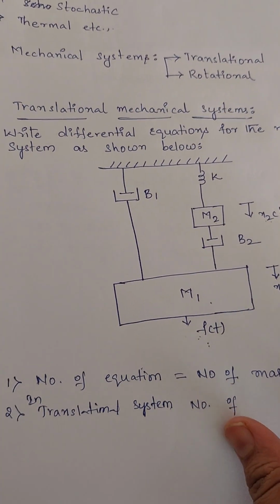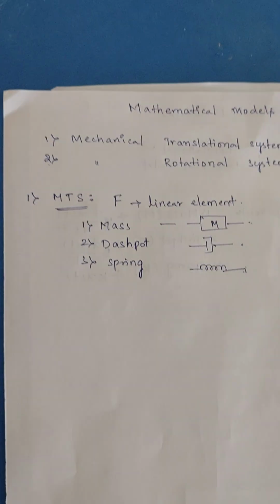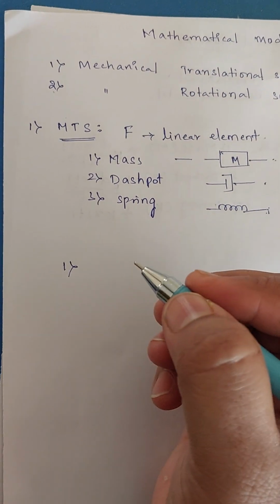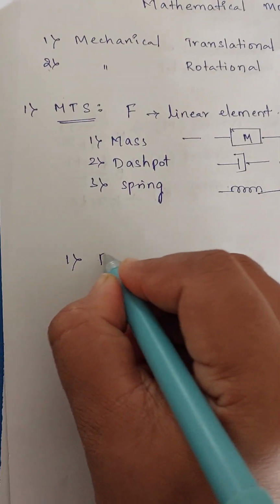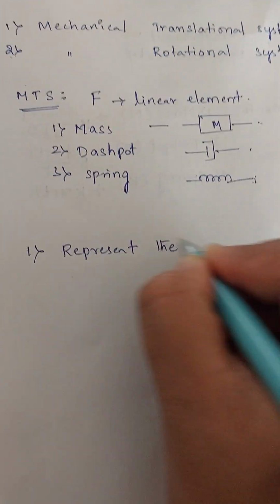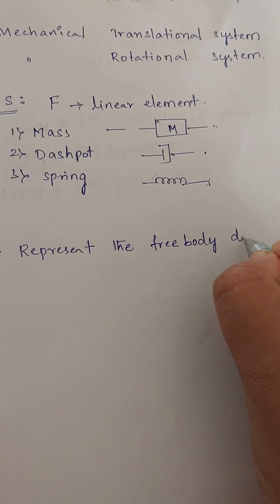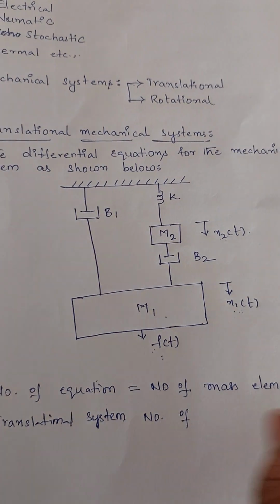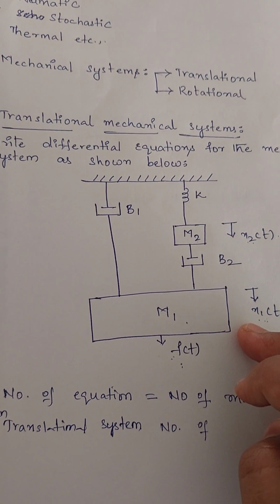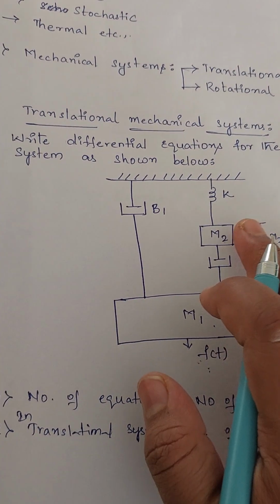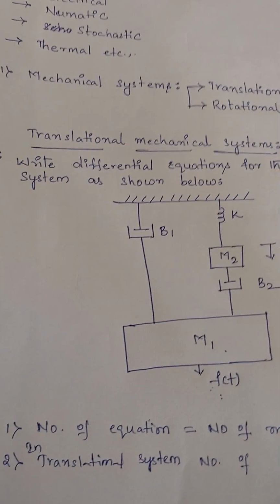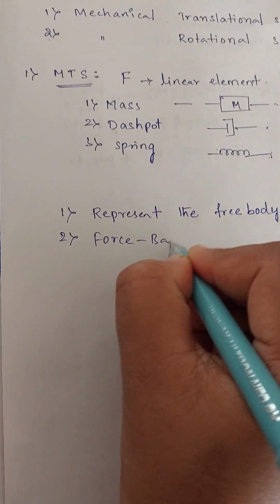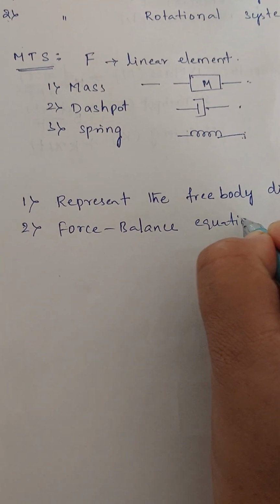Now for writing the mathematical model, the process we are going to follow is: the first thing we do is represent the free body diagram for the given mechanical system. Free body diagram in the sense that we have to represent the mass elements individually. After representing that, second, we need to write the force balance equations.